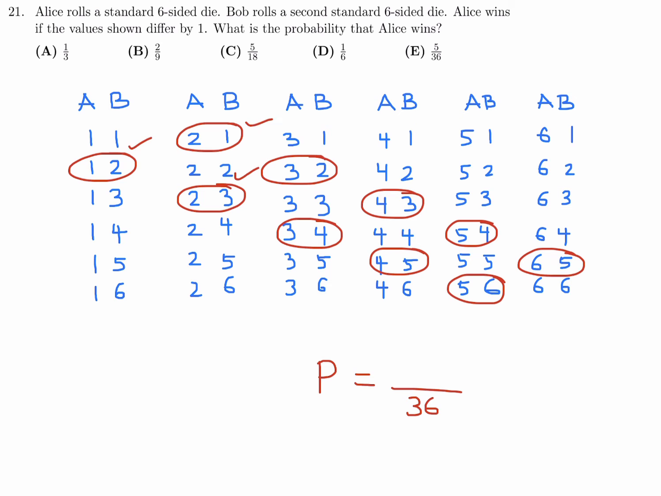So how many do we have here? 1, 2, 3, 4, 5, 6, 7, 8, 9, 10. 10 over 36. In lowest terms, that is 5 over 18. So number 21, the answer is C.